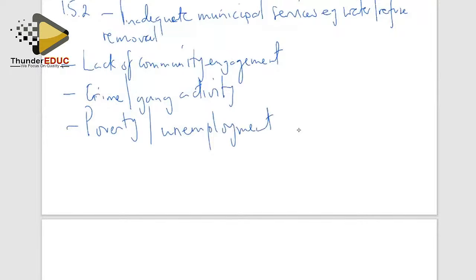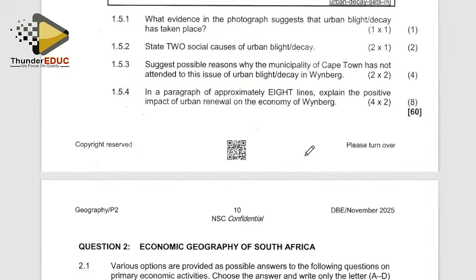So if you see, the alignment of our discussion here is aligned towards the society, is aligned towards ways of life of people. You must address the dimension of the aspect asked in the question. Right, then looking at question number 1.5.3, suggest possible reasons why the municipality of Cape Town has not attended to this issue of urban blight or decay in Wynberg.